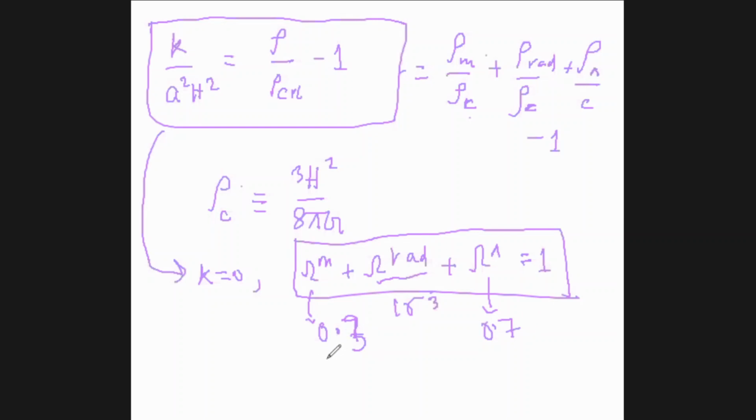So out of omega matter, tell me how much will be omega dark matter? Who can tell me today? 0.26. Yes, because 26%. Rho critical is the total energy density at present, because rho is equal to rho critical today. So omega dark matter is 0.26 and omega visible matter is 0.04.